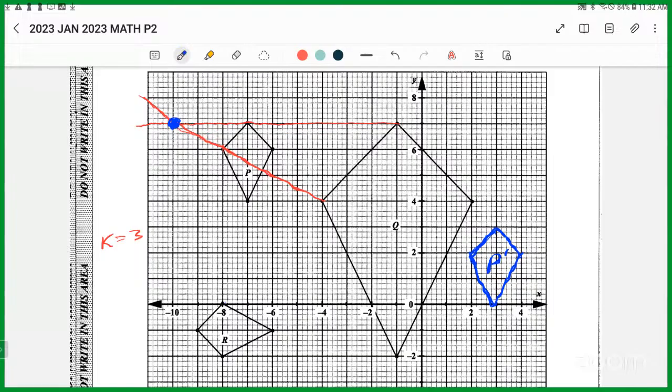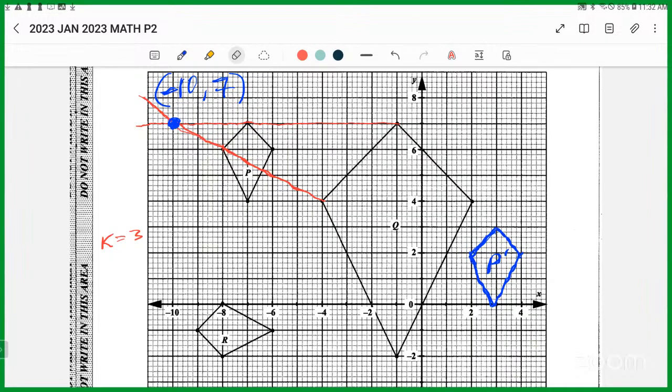What are the coordinates of this center? -10, 7. That's -10, 7 is the center of my enlargement. Now I have what I need to describe it. I have the scale factor and the center. So I can now describe that enlargement by stating the scale factor and the center.